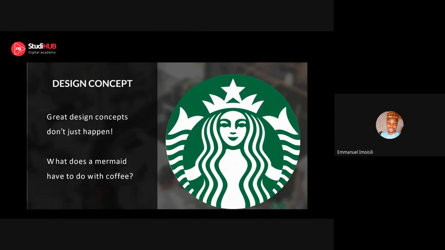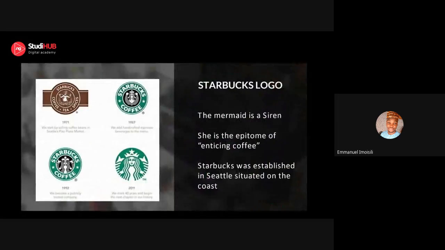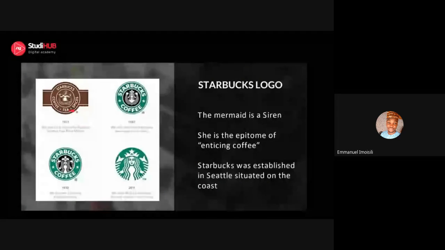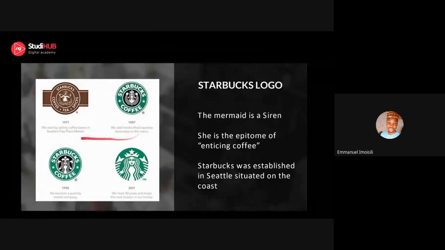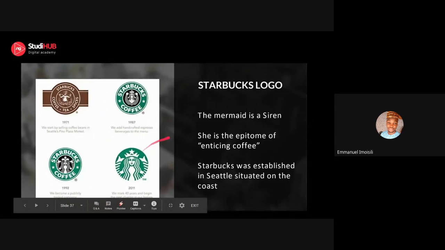But I'm going to tell you a brief history about this logo so that you see it's not about what they do or sell. There has to be a history about your logo design, something that represents and keeps the brand together. That's why they say great design concepts don't just happen, because nothing relates this mermaid to coffee. This Starbucks logo dates from 1971, when the company started. You can see their first logo here, and how the logo was modified over the years from 1971 to 2011.